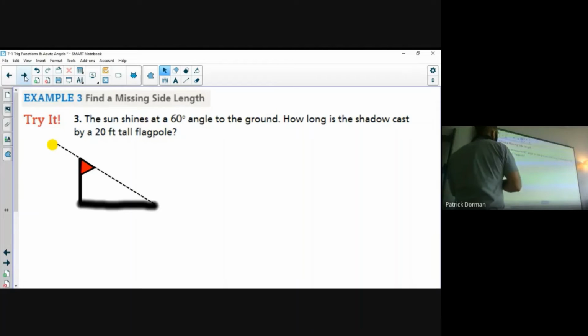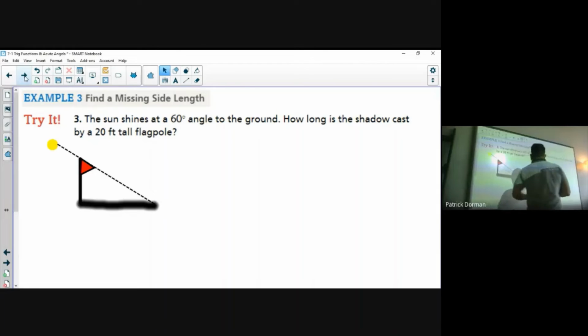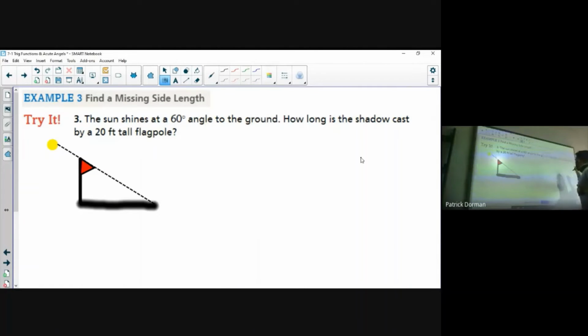Okay, we've got a 60-degree angle to the ground. How long is the shadow cast by a 20-foot flagpole? All right, I'm going to start this one from the beginning. Obviously, if it's a flagpole, there's a right angle here, right?